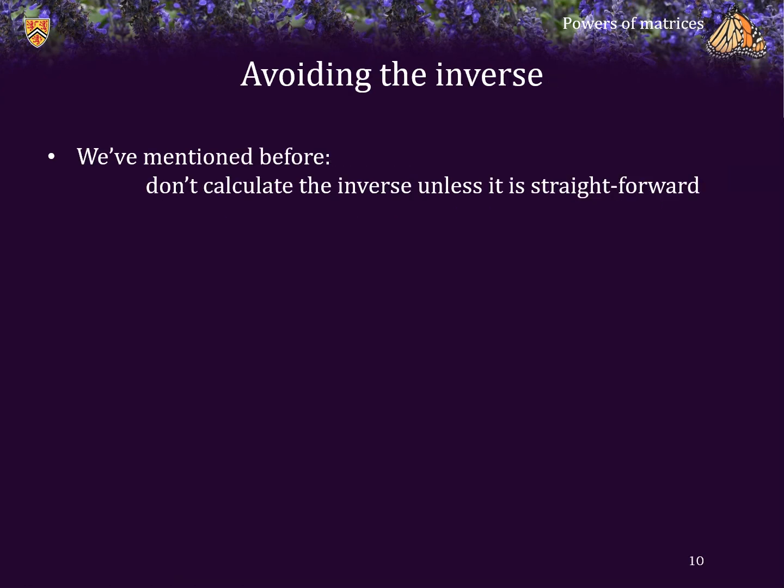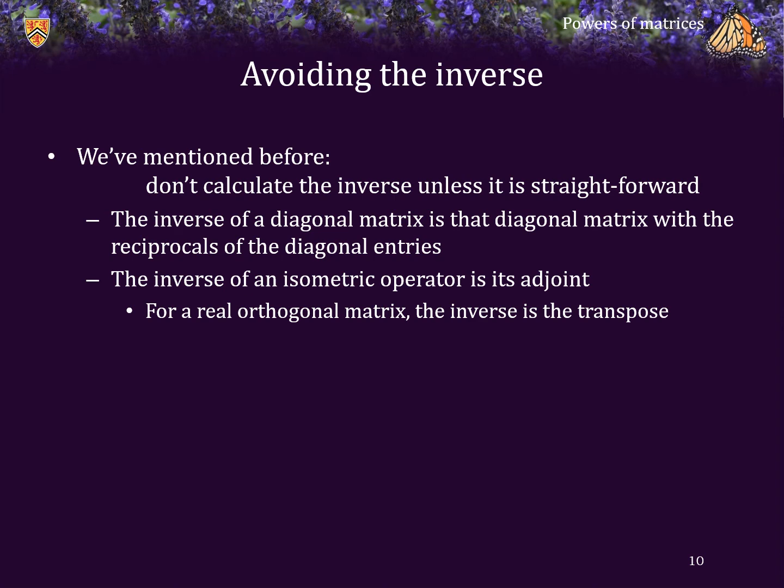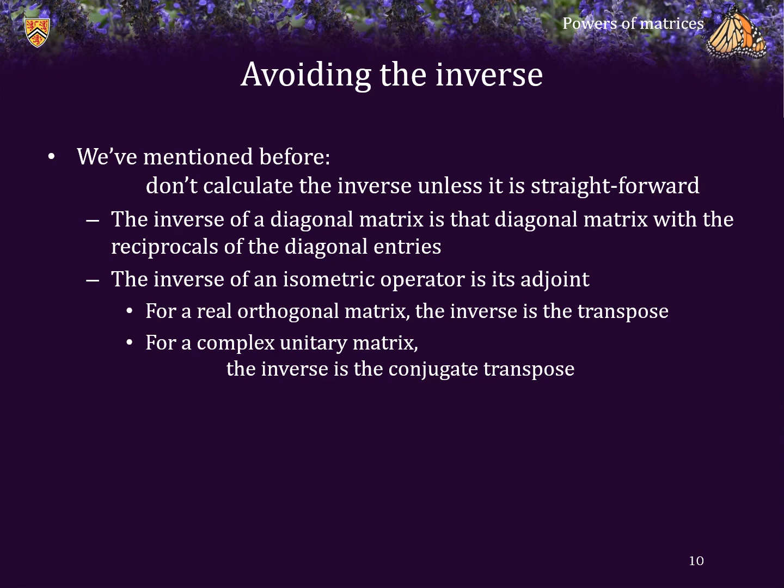Now, we've already mentioned before, don't calculate the inverse unless calculating the inverse is straightforward. So for example, the inverse of a diagonal matrix is that diagonal matrix with the reciprocals of the diagonal entries of that first matrix. That's easy to calculate. Also, the inverse of an isometric operator is its adjoint. Again, for a real orthogonal matrix, the inverse is the transpose. And for a complex unitary matrix, the inverse is the conjugate transpose.